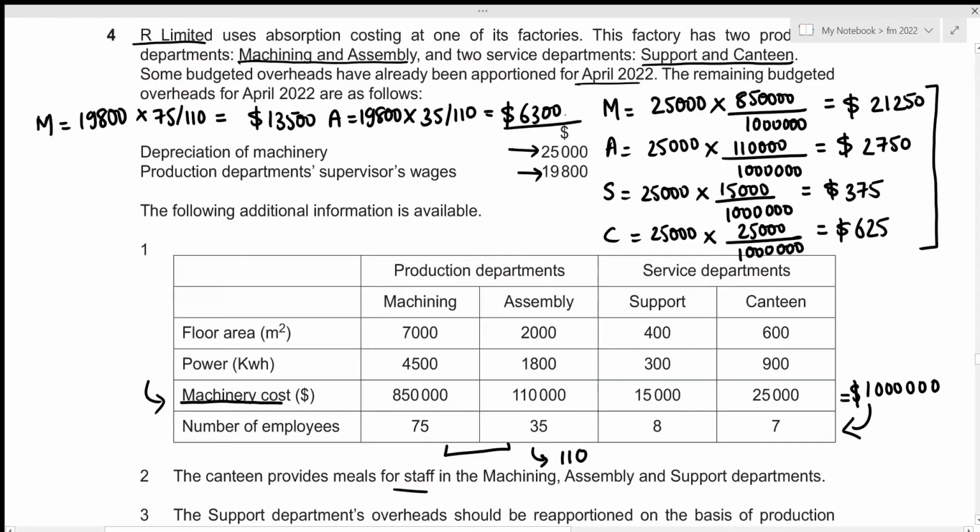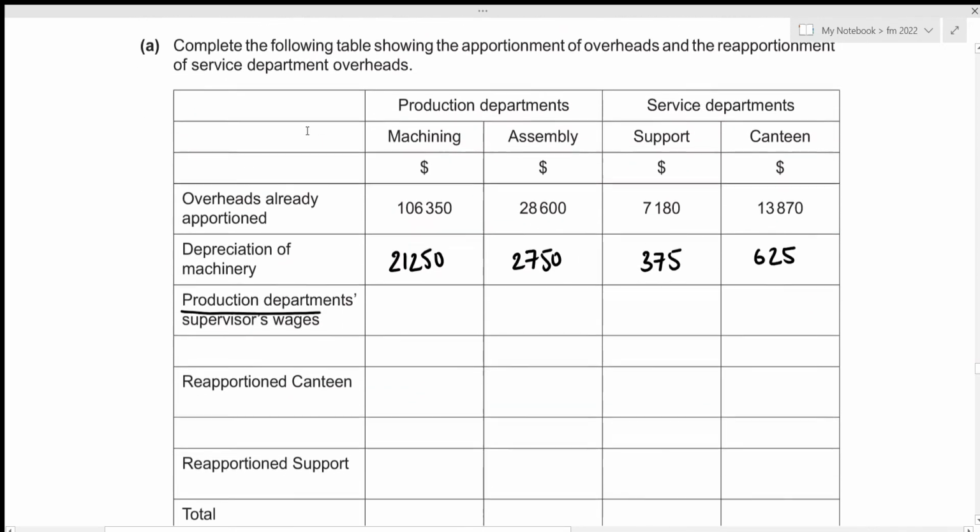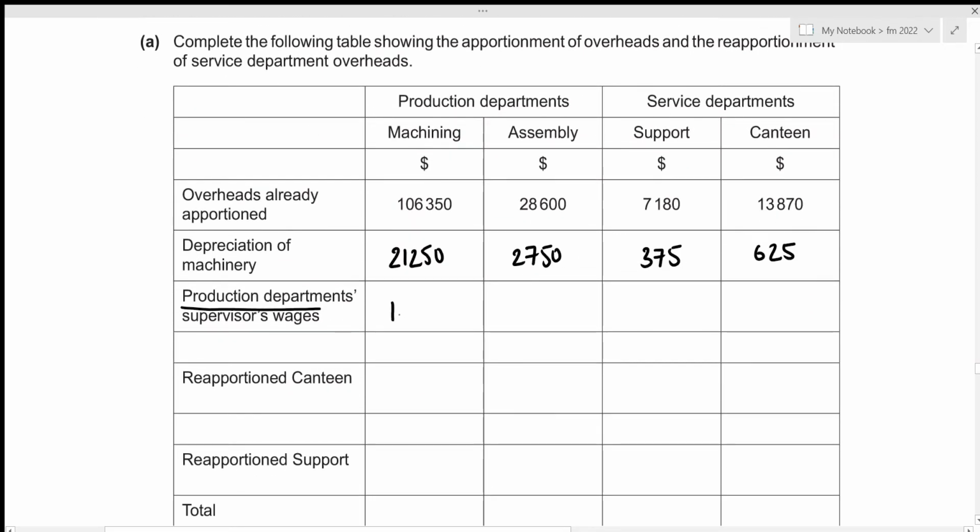So now we need to record these two values in our table as well. Let's do that. That's 13,500 for machining department and 6,300 for assembly department. Okay, now for this row, we just figure out the total.